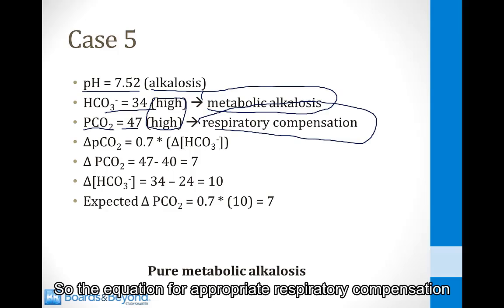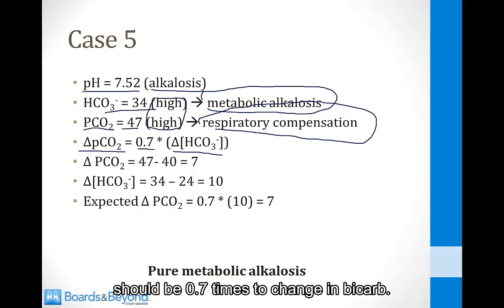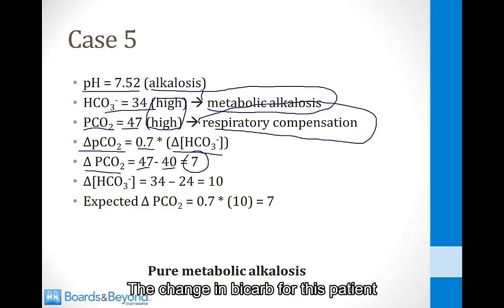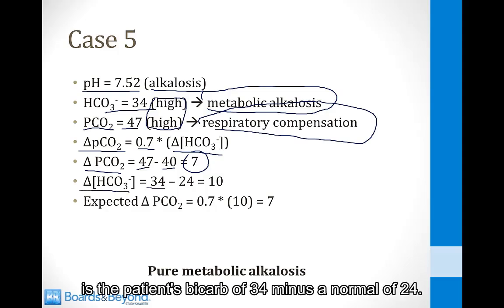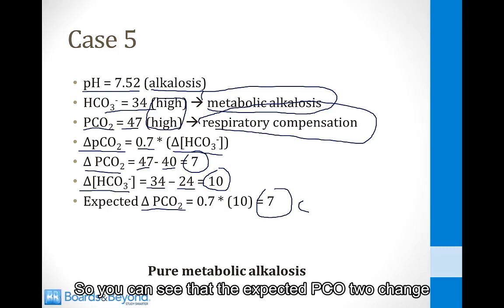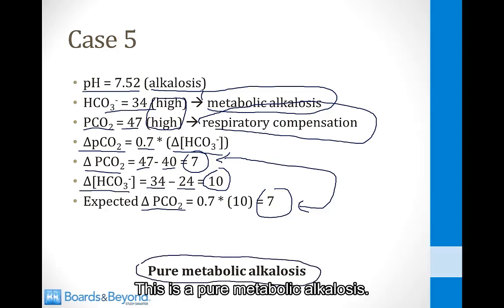So the equation for appropriate respiratory compensation in a metabolic alkalosis is the change in PCO2 should be 0.7 times the change in bicarb. Well, the change in PCO2 for this patient is the patient's PCO2 of 47 minus normal of 40, and that is 7. The change in bicarb for this patient is the patient's bicarb of 34 minus a normal of 24, and that is 10. So the expected change in PCO2 is 0.7 times 10, or 7. So you can see that the expected PCO2 change and the actual are equal, so we do not have a mixed disorder. This is a pure metabolic alkalosis.